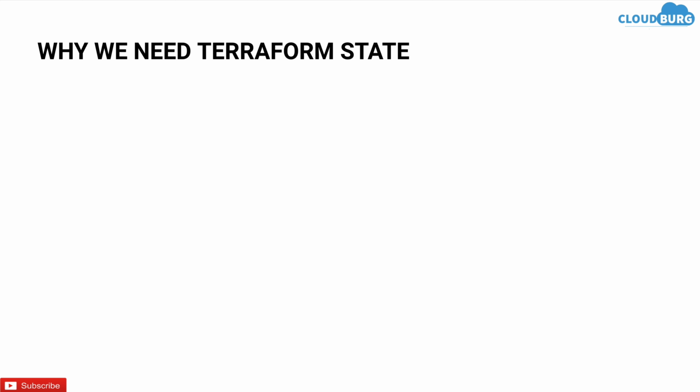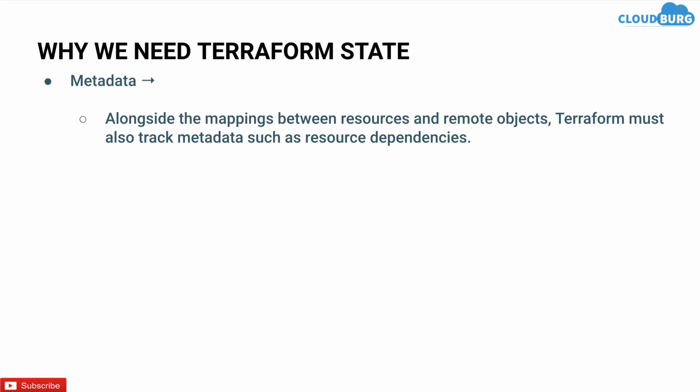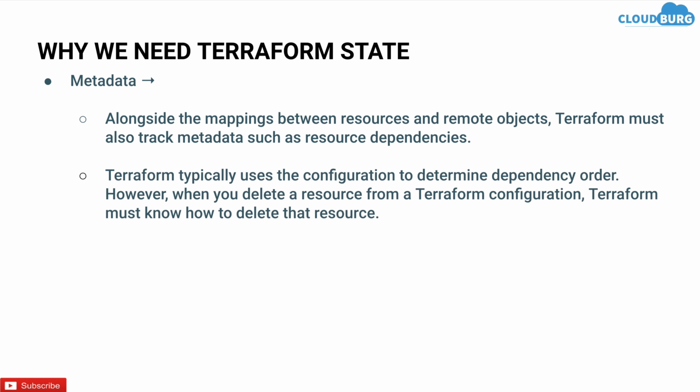Next point is metadata. Alongside the mappings between resources and remote objects, Terraform must also track metadata such as resource dependencies. Terraform typically uses the configuration to determine dependency order. However, when you delete a resource from a Terraform configuration, Terraform must know how to delete that resource. It means, suppose we have one EC2 instance and we have attached one Elastic IP to it. So, Elastic IP is dependent on the EC2 instance. Terraform should know how to delete and which to delete first.